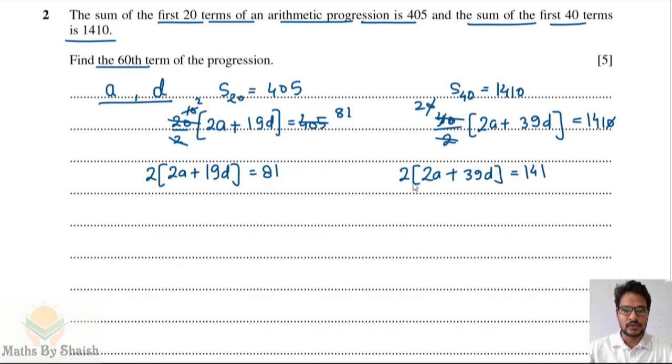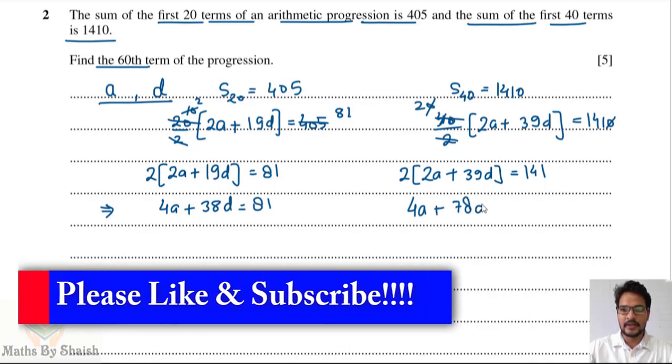So now we have two simultaneous linear equations in a and d, so we will use the elimination method. If we multiply, we will get 4a plus 38d equals 81, and from here we will get 4a plus 78d equals 141.